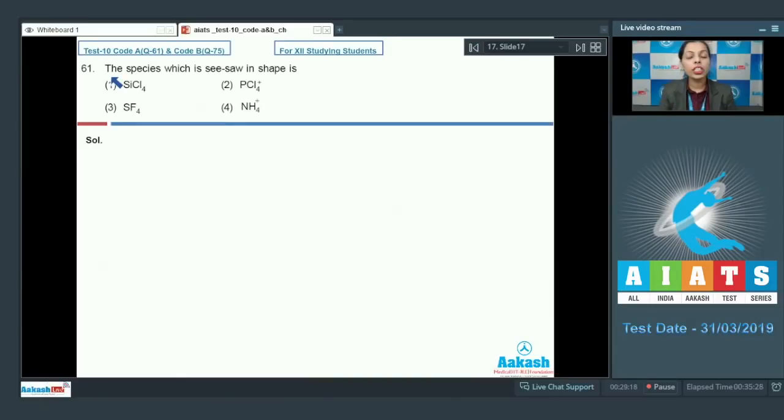Let us take question number 61. The species which is seesaw in shape is, we have different options: SiCl4, PCl4 positive, SF4, ammonium ion NH4 positive. In this case, if I talk about this SF4, its hybridization is sp3d, just recall. And the shape of this SF4 is seesaw.